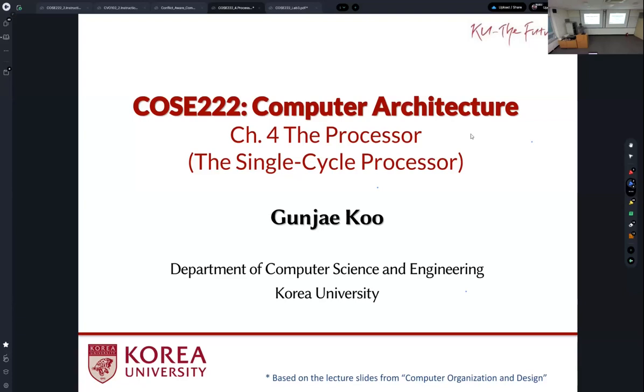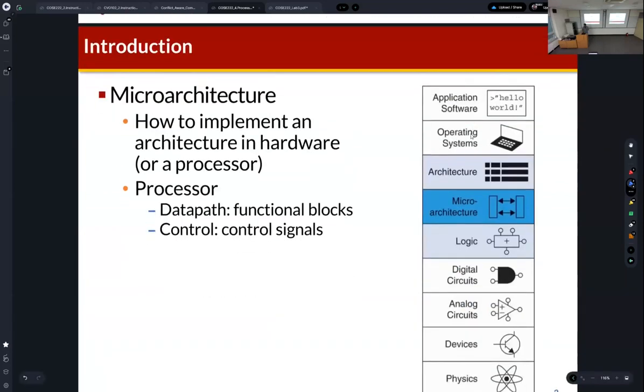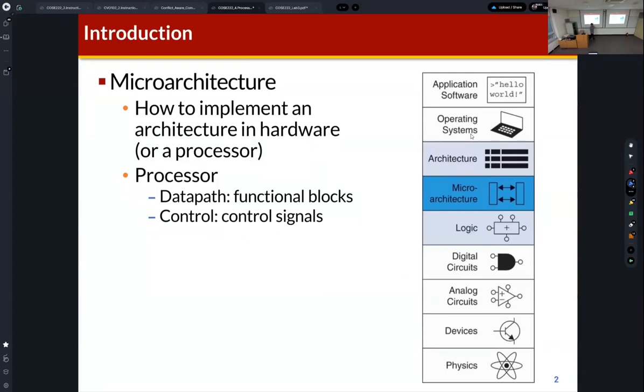Okay, now let's start today's class. So now we are in chapter 4 of processor. In this chapter, we will go into the world of computer hardware.